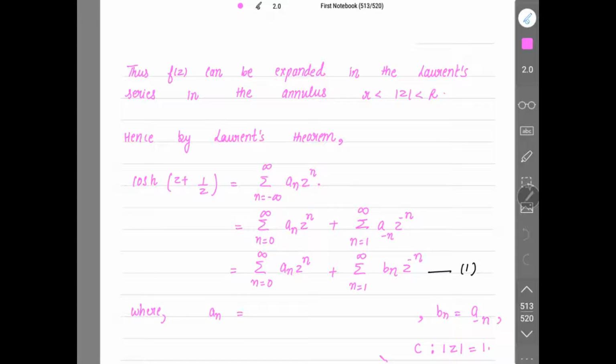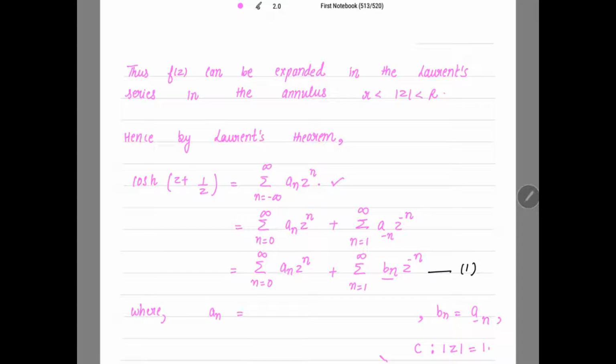So the given function is represented as this, which is equal to the summation going from 0 to infinity of an z^n plus the summation n going from 1 to infinity of a minus n z^(-n). If you open this sum, you will get all those terms. This is one and the same thing. Further, this is equal to, I put a minus n to be bn, right?